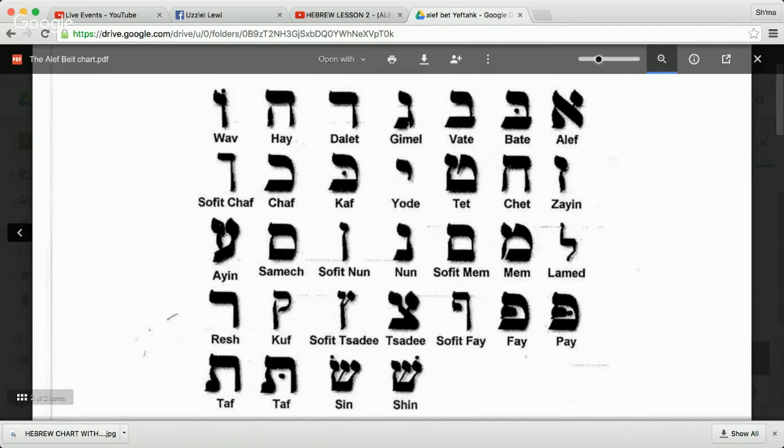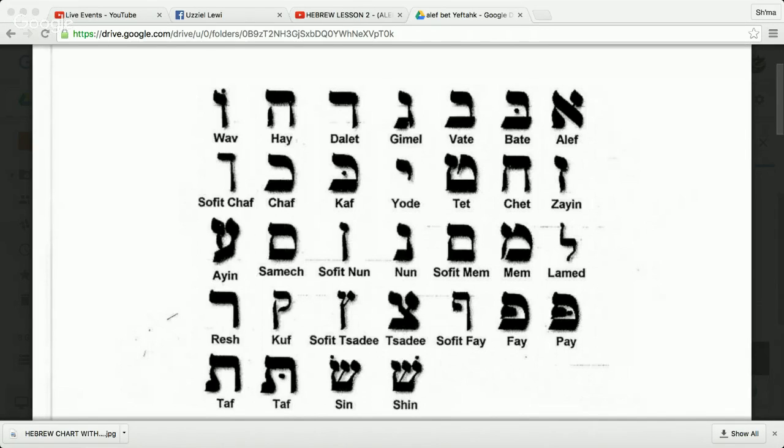There are 5 Sofim. Each one being Kaf Sofit, Mem Sofit, Nun Sofit, Fei Sofit, and Tsade Sofit. Okay. So those are the 5 Sofim that we have. And what do we remember about the Sofim?